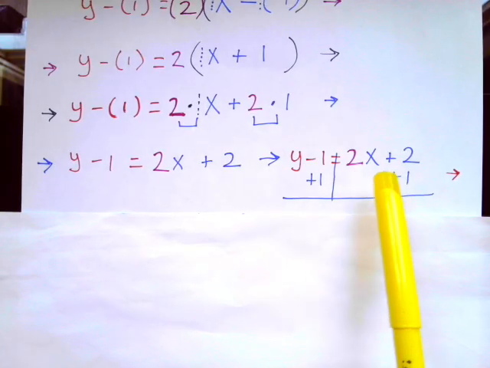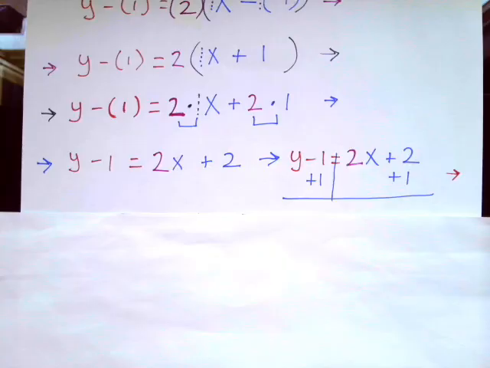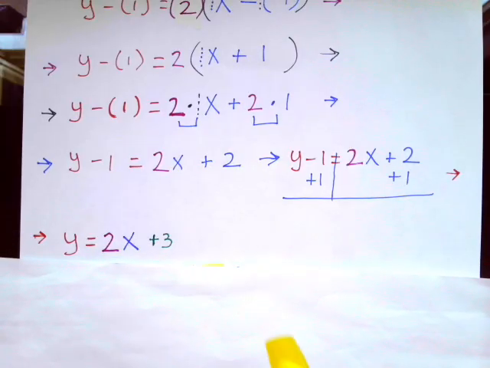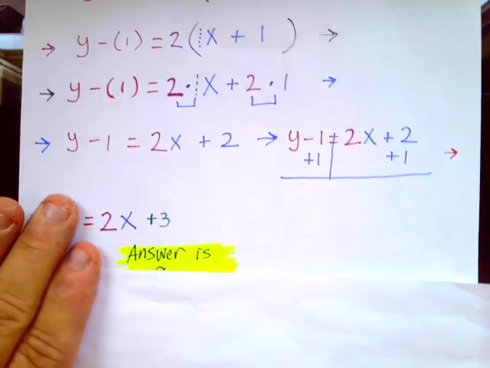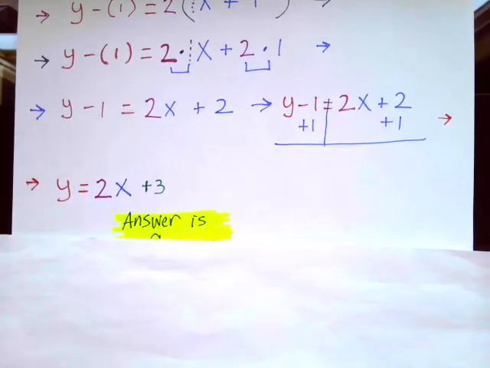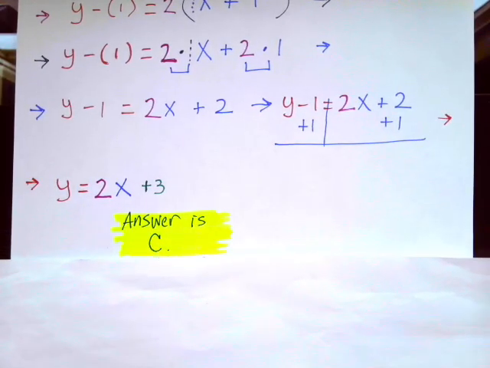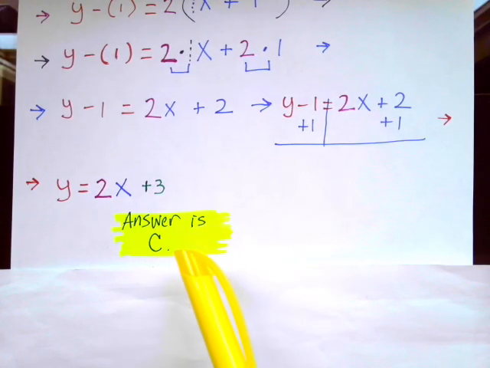Y equals 2x. 2 plus 1 is 3. I'm showing you that down here. Y equals 2x plus 3. Your answer for that second question using this method of solving the problem is still going to be C, y equals 2x plus 3.